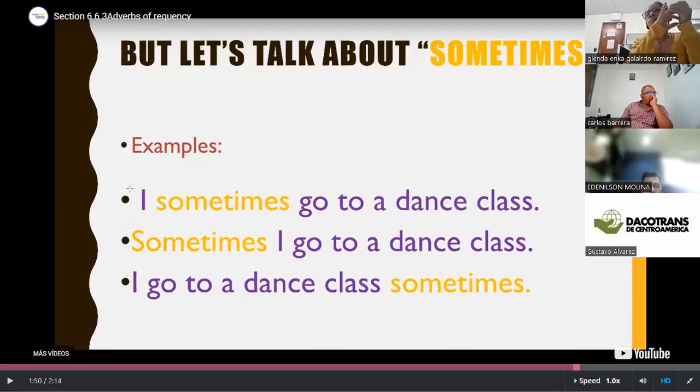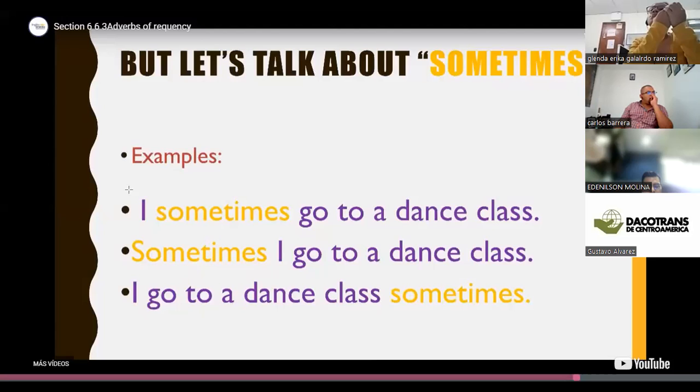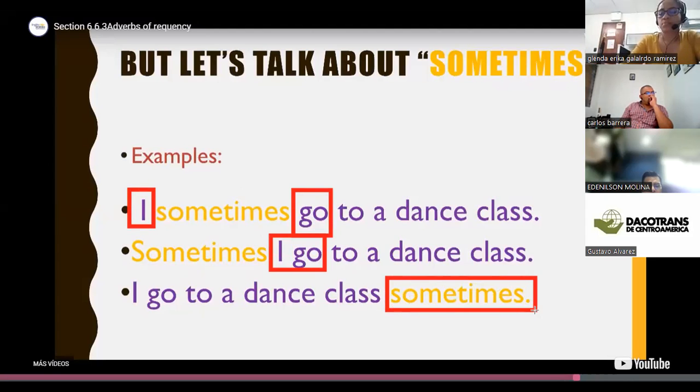Look. I sometimes go to class. We have the subject, then the adverb of frequency, and then the verb. Or we can also have adverb of frequency and then the subject and verb together. Look. Es el único que se posiciona diferente que los demás. O puedo tenerlo al final de mi oración. I sometimes go to a dance class. Sometimes I go to a dance class. I go to a dance class sometimes. Ese es el único que se puede posicionar at the end, at the beginning, or between the subject and the verb.